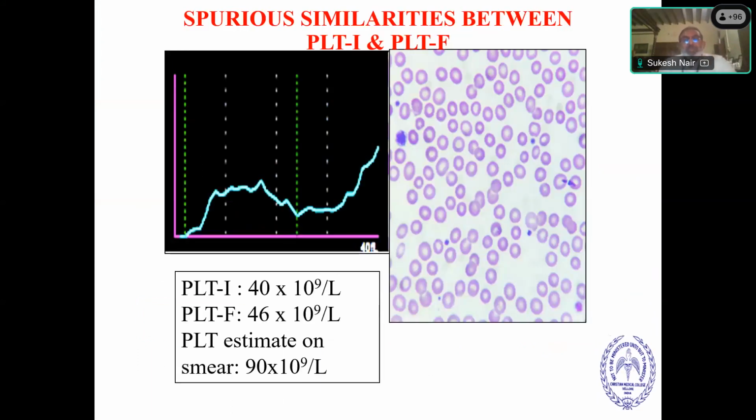If you have a platelet distribution like this, you can see that there are few small platelets, there are regular platelets, there are large platelets. The impedance platelet count was 40,000 and fluorescent platelet count was 46,000. But if you look at the smear, the platelet count is almost 90,000. So in the place where the red cells overlap, one platelet per oil immersion field is equal to 15,000. So that's very important. That's where you count the platelets. So the reason why the impedance and fluorescent underestimate the platelet count is because the impedance misses the large platelets and the fluorescent misses the small platelets.